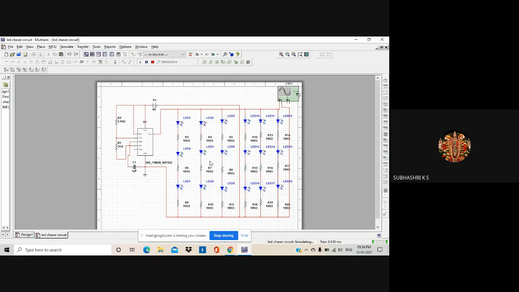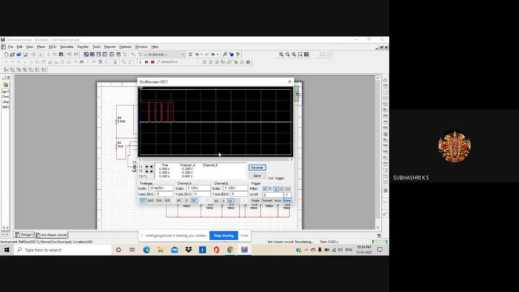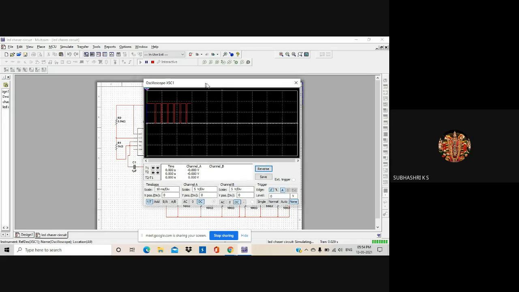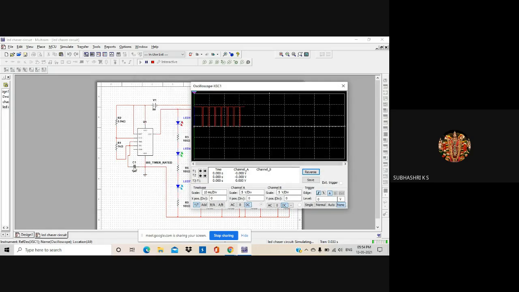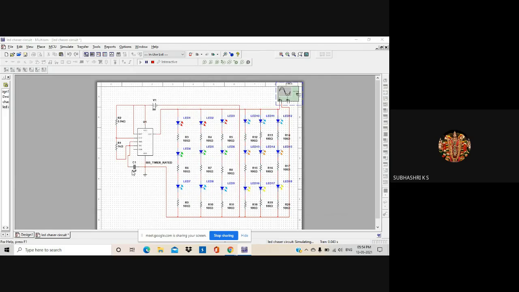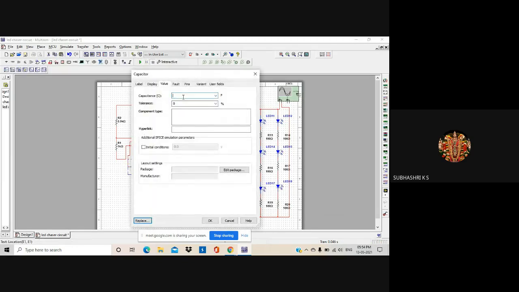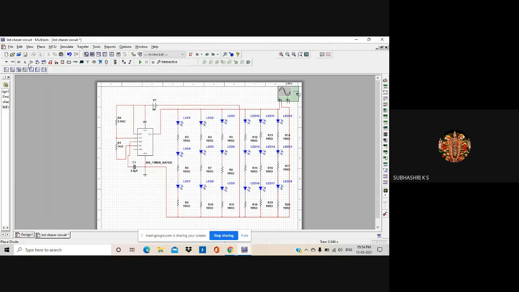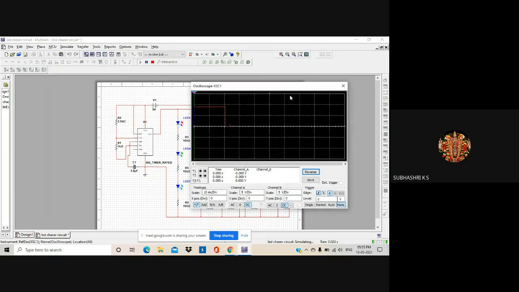So the LED blinks one after the other, the output of which is obtained in the oscilloscope. Now let's try increasing the value of the capacitor and look at the waveform. When the capacitor value increases from 1 microfarad to 3.9 microfarad, the frequency of the waveform decreases.